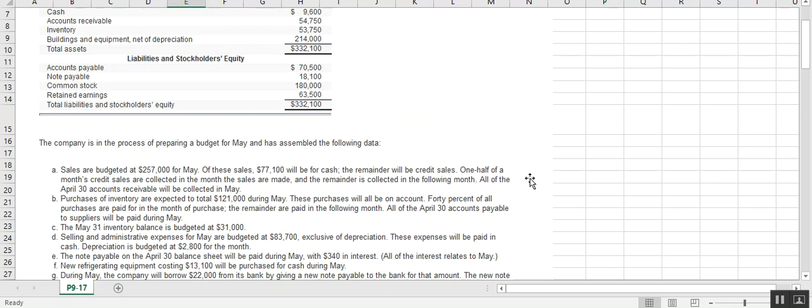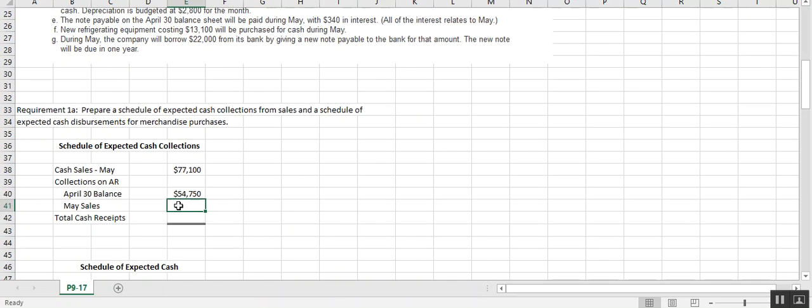And then it says one half of each month's credit sales are collected in the month the sales are made. So one half of the $179,900 will be collected in May, and then the rest will be collected later on. So down here, let me write this out so you can see what I'm doing.